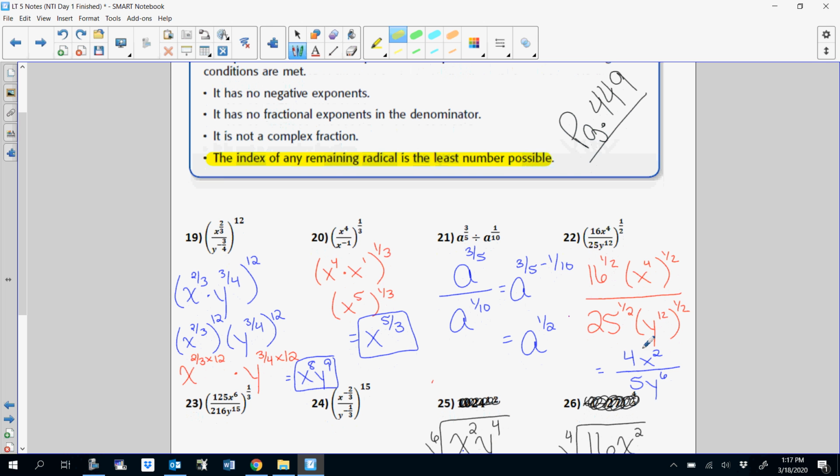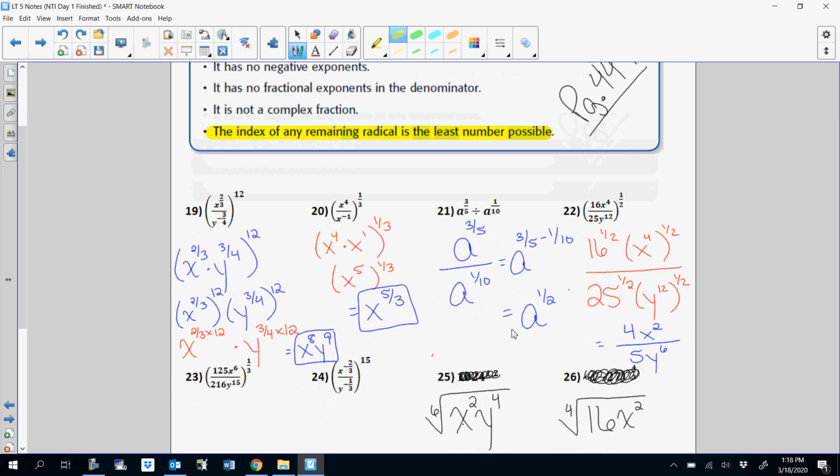The variable x to the 4th raised to the half, a power raised to a power, you multiply those exponents again, so 4 times a half, x squared. In the denominator, it's y to the 12th raised to the half, and you multiply those exponents and get y to the 6th. So now we've reduced this as far as we can. No more x's to put together or y's. Everything's reduced as far as possible.